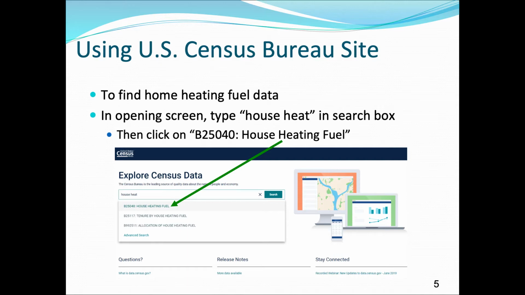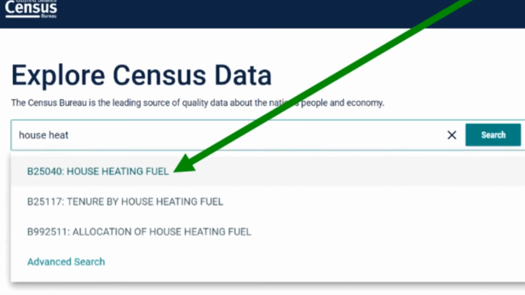So, in the opening screen of the U.S. Census Bureau site application, you'll see that there's a little search box. And what you want to do is type in the words "house heat" in the search box. And then that's going to bring up a list. And the one you want to select in the list is the one that starts with B25040, and that's the house heating fuel report.